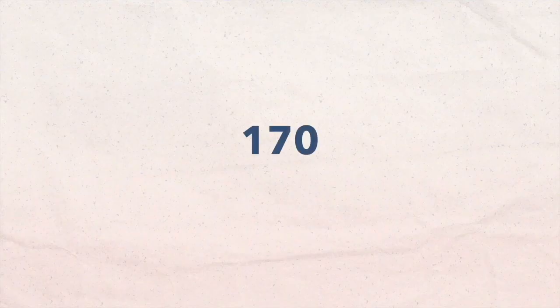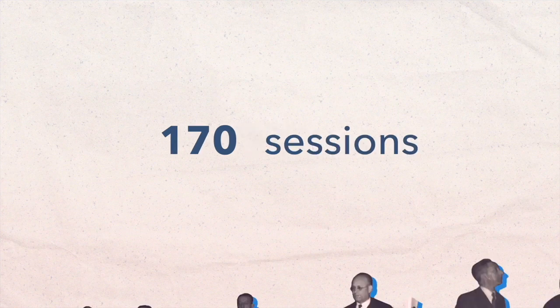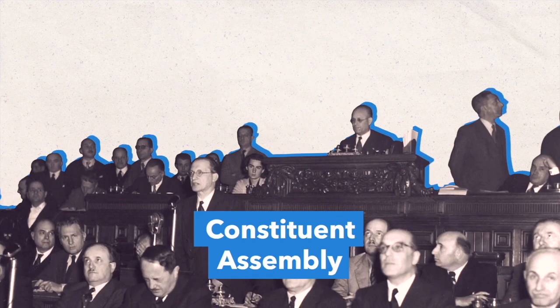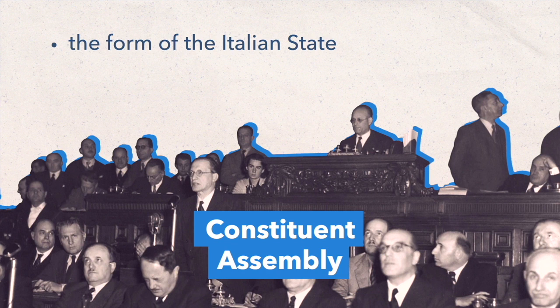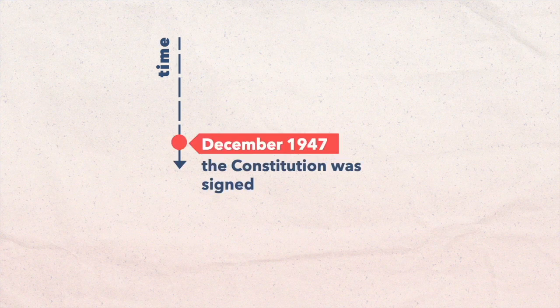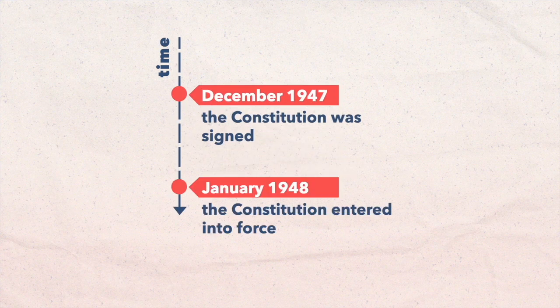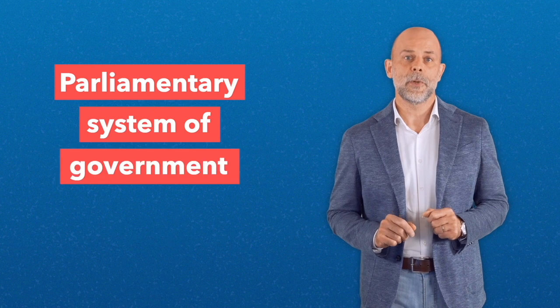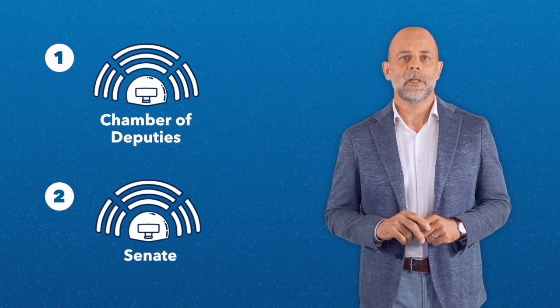In its 170 sessions, the drafters of the Constitution debated on the form of the Italian state and its constitutional founding principles. In December 1947, the Constitution was signed, and on the 1st of January 1948, it entered into force. The Italian Constitution, which is a rigid constitution, created a parliamentary system of government with 2 elected houses, the Chamber of Deputies and the Senate.